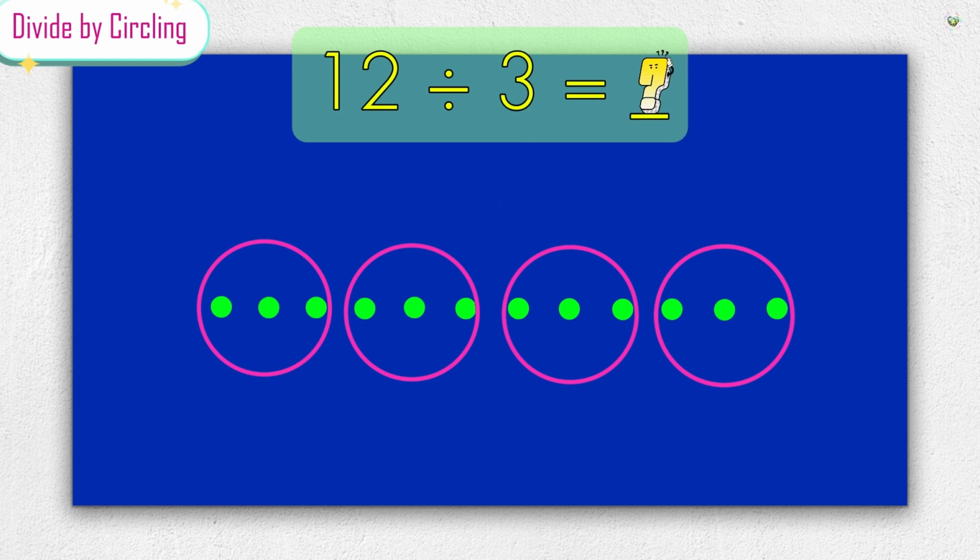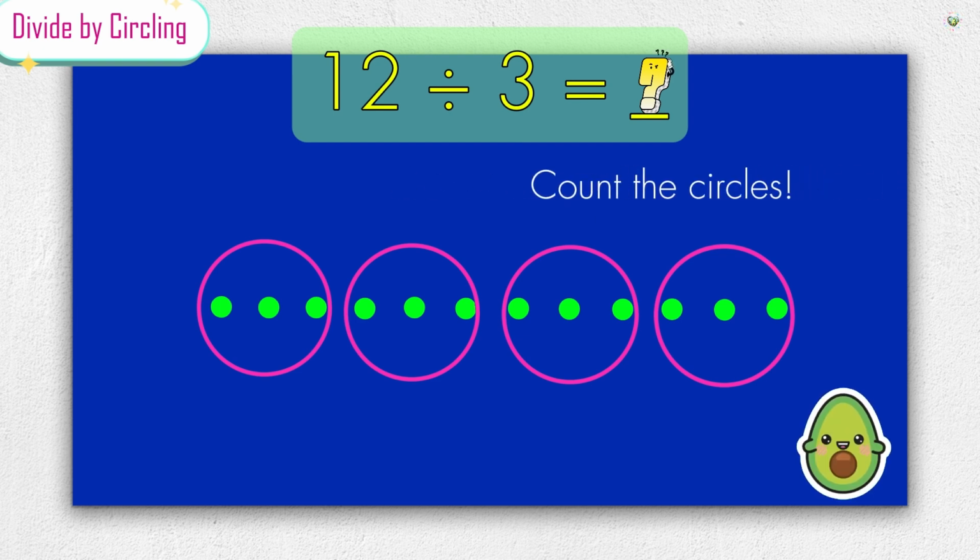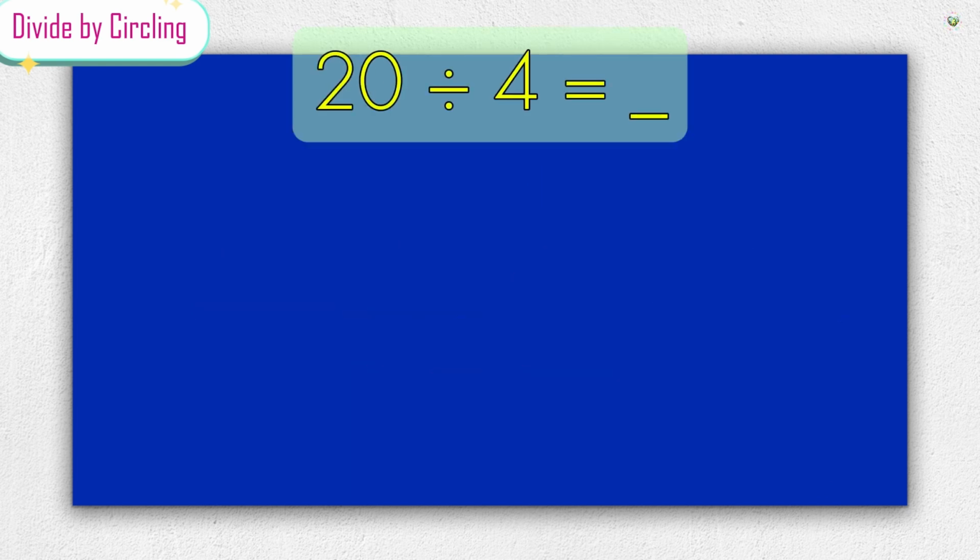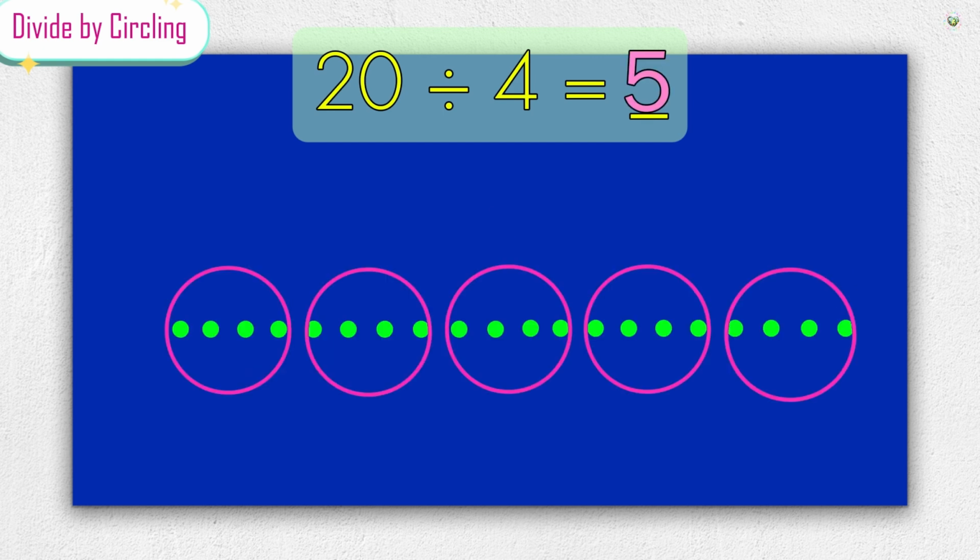Nice. And what do we do after that? Count the circles. 1, 2, 3, 4. 12 divided by 3 equals 4. Awesome work. Okay, let's do one more. 20 divided by 4. It's 5. Did you get it right?